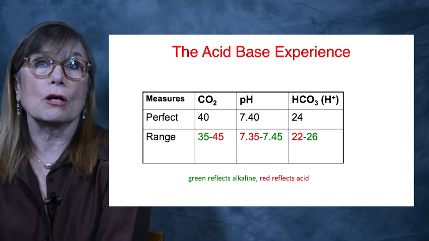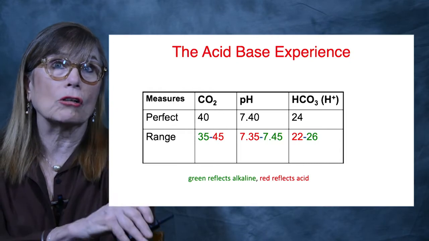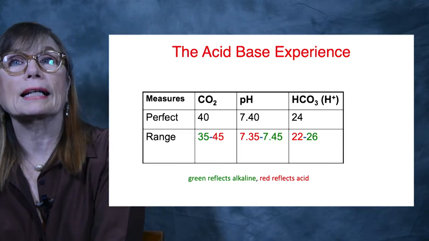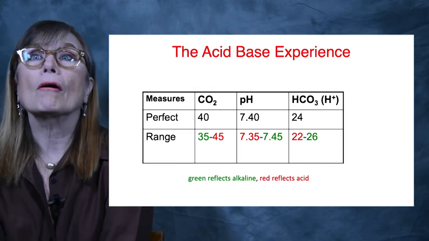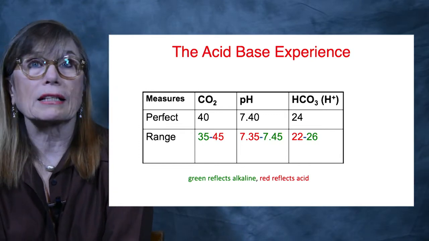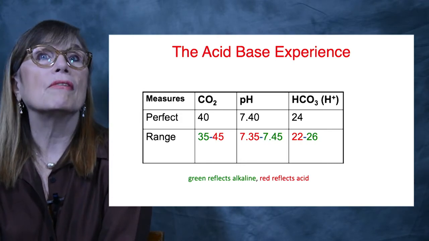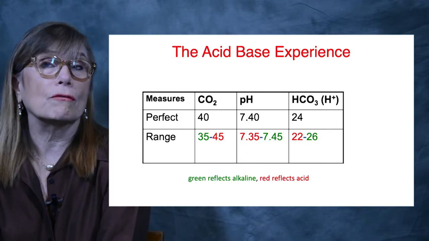The range of CO2, 35 to 45, and the green reflects the alkaline side, and the red reflects the acid side. Bicarb, 22 to 26. The red reflecting the acid side and the green reflecting the alkaline side. And then in the middle, the range of your pH.